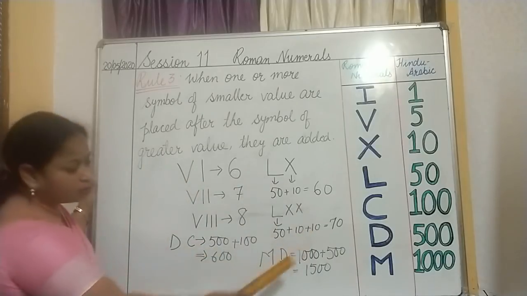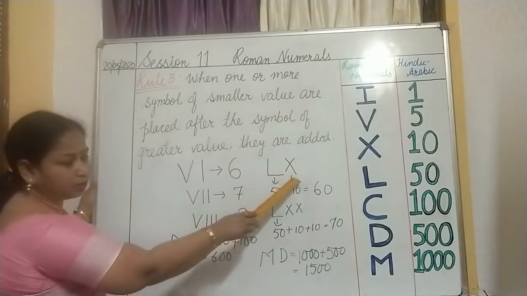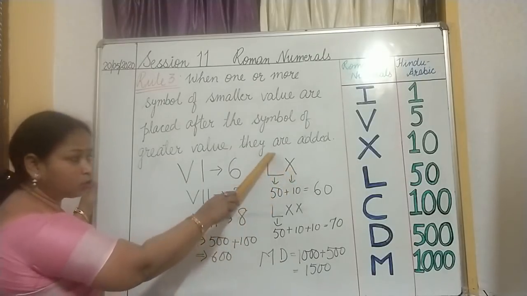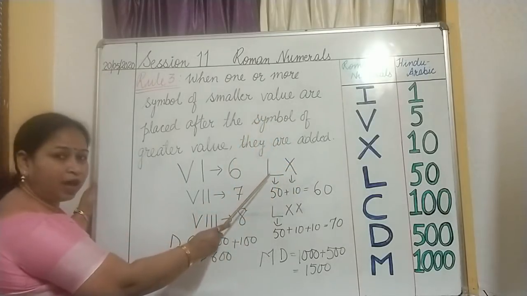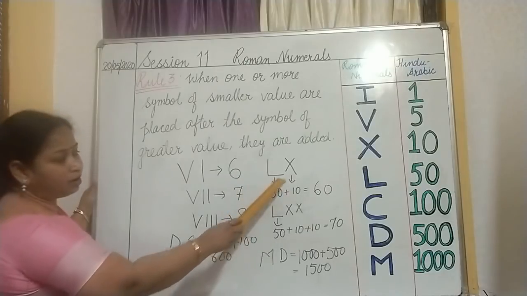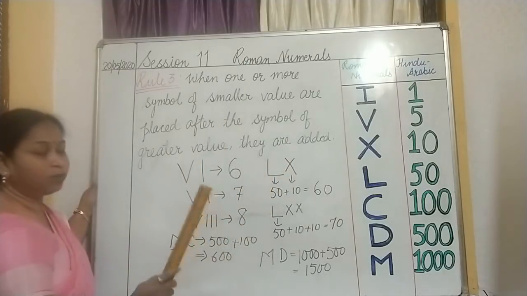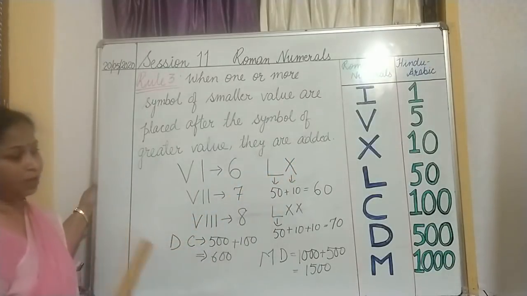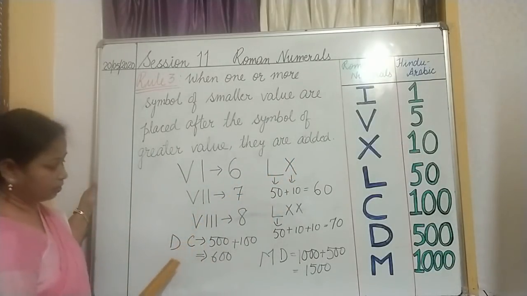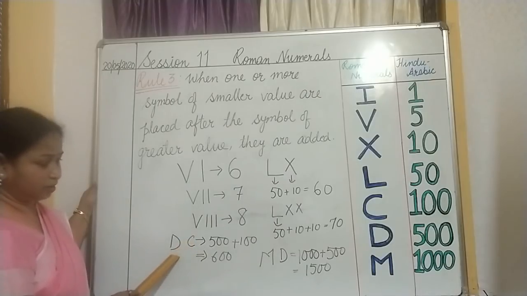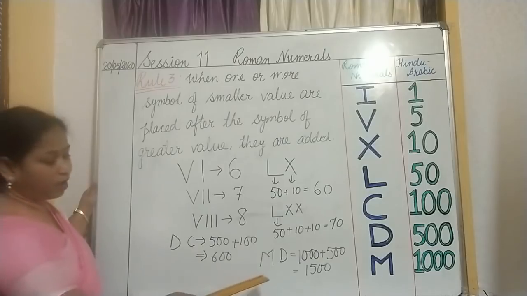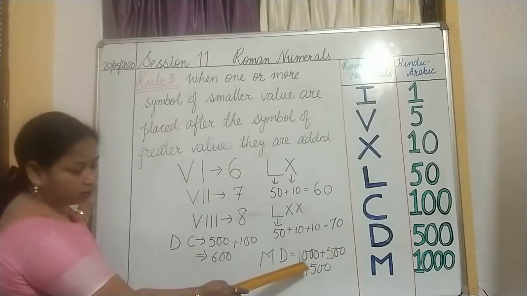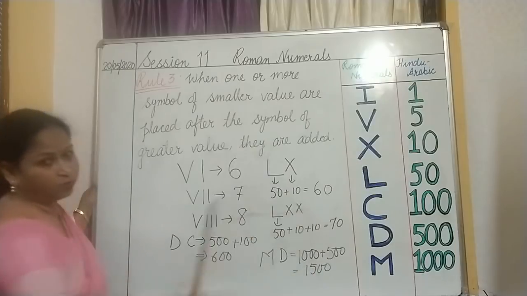So in all these examples, whatever I have shown here, LX, L is 50 and X is 10, this is of the greater value, this is of the smaller value. So when a smaller value is placed after the greater value, what do we do? We add it, okay, and then get the value. Similarly, you can have DC, okay. D stands for 500, C stands for 100. So you are adding over here, and thus you can get the result as 600. If you have MD, M stands for 1000, D stands for 500, add up and you will get 1500.